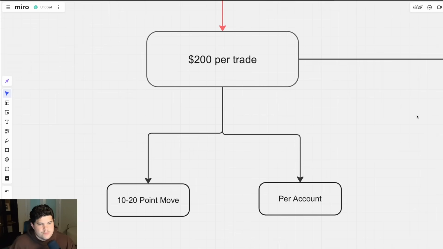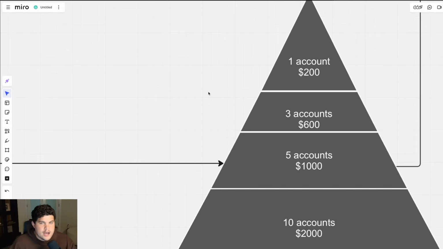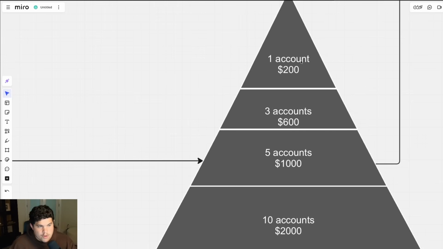And so that's really been the key to a lot of the success and what's happening there, right? And so you can quickly start to see how this compounds over time in a hurry. 1 account of 200, 3 accounts 600, 5 accounts 1,000, 10 accounts 2,000, and you can really start going.